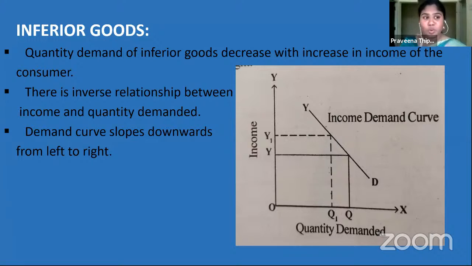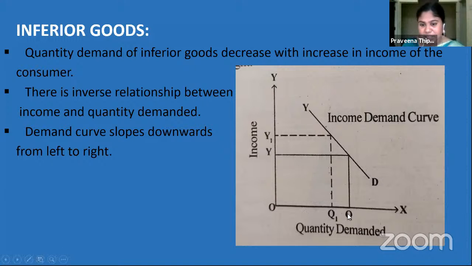Then we have inferior goods, children. We'll see how the income demand curve will be for inferior goods. When the income of the consumer increases, what happens to the quantity demanded for inferior goods? It will decrease. So there is an inverse relationship between income and the quantity demanded. So here the demand curve slopes downwards from left to right. Observe this in this graph, children.